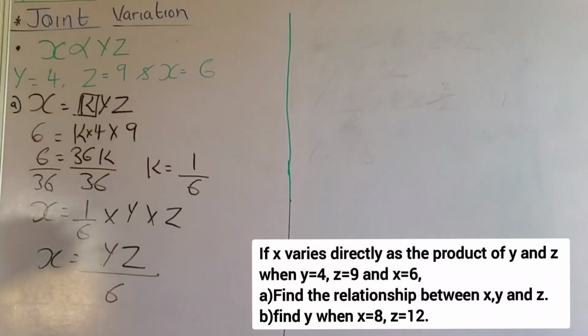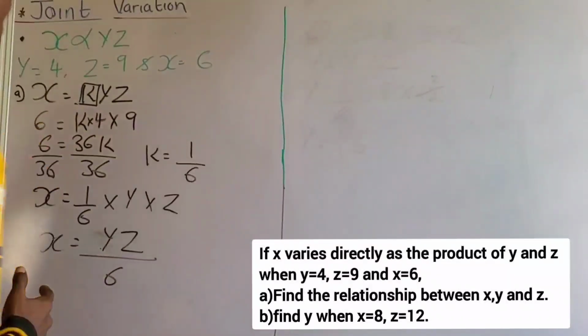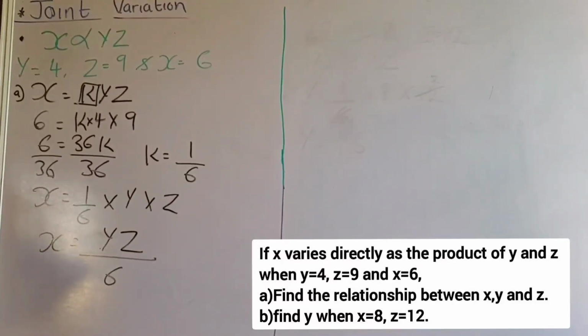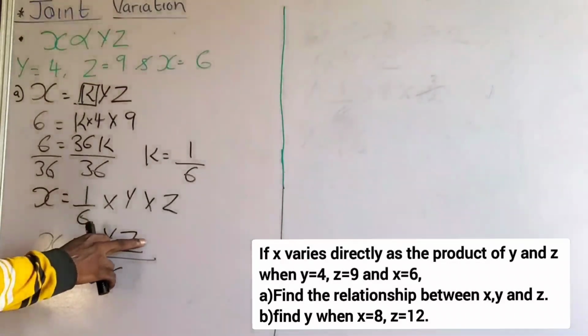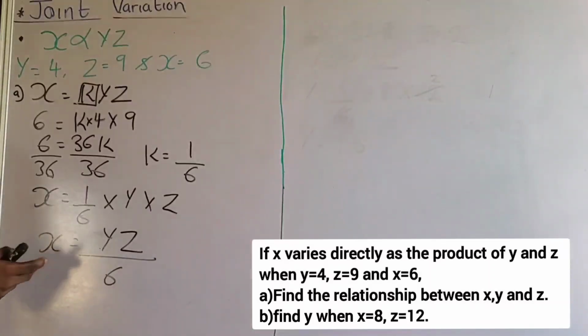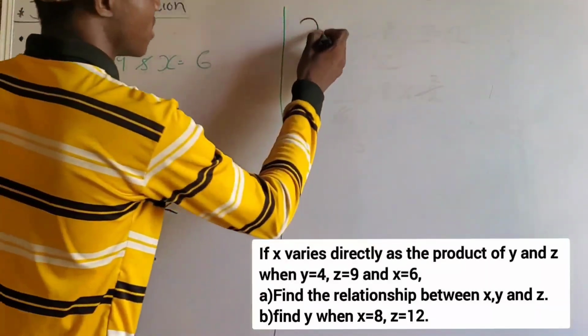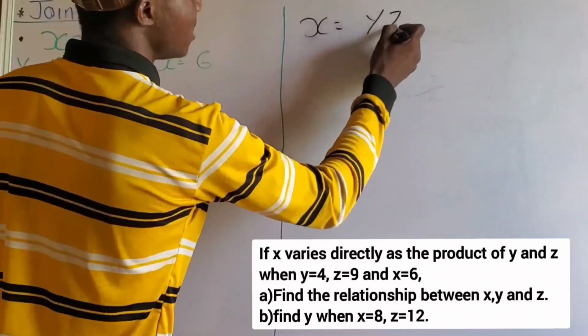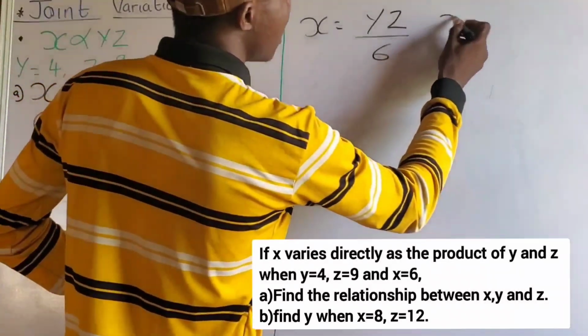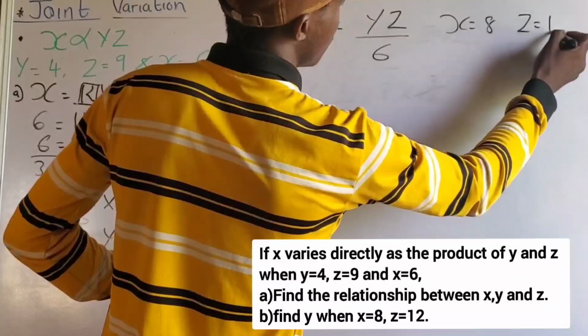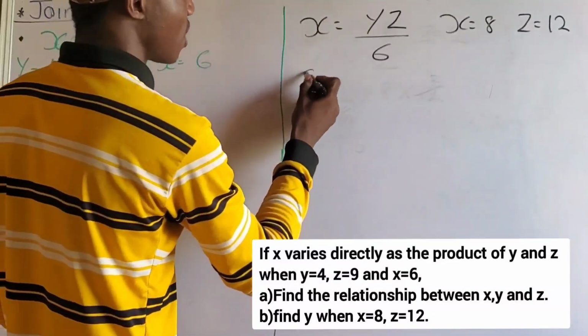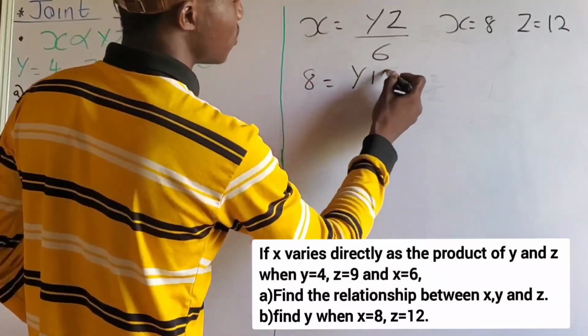Now we are asked to find the value of y when x equals 8 and z equals 12. To get the value of y, all you have to do is replace the value of x as 8 and z as 12 into this formula. So x equals yz all over 6. We are given that x equals 8 and z equals 12.